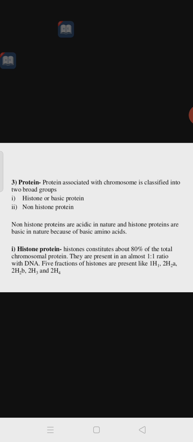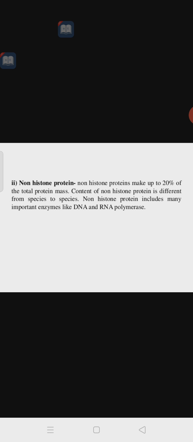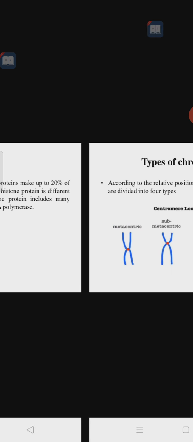Five fractions of histones are present: H1, H2A, H2B, H3 and H4. These types of histone proteins are there in the DNA, in the chromosome. Non-histone proteins make up 20%, a little amount, of the total protein mass. The content of non-histone protein is different from species to species. Non-histone protein includes many important enzymes like DNA and RNA polymerase.